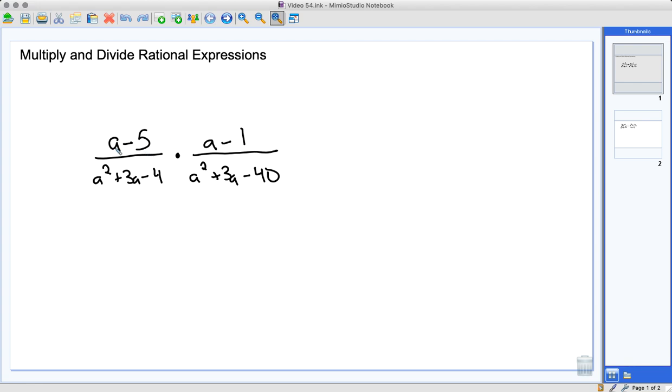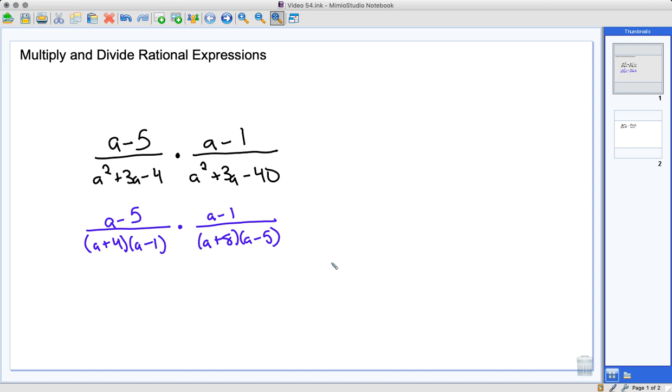If you look at this, a minus 5 I can't factor. Then the a squared plus 3a minus 4, that does factor. We're going to have a minus 5 on the top still, and then a plus 4 times a minus 1. The a minus 1 doesn't factor. Factoring a squared plus 3a minus 40 gives a plus 8 and a minus 5.